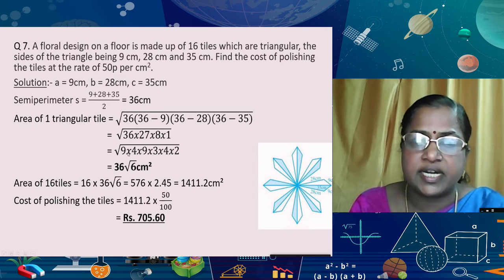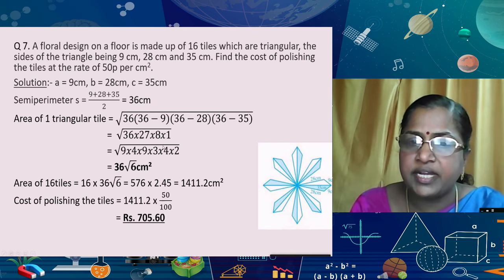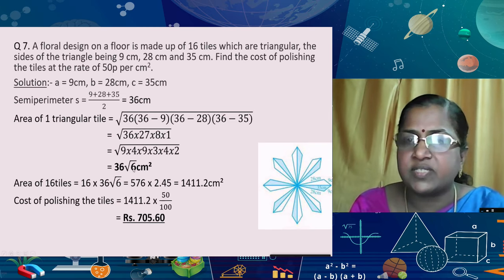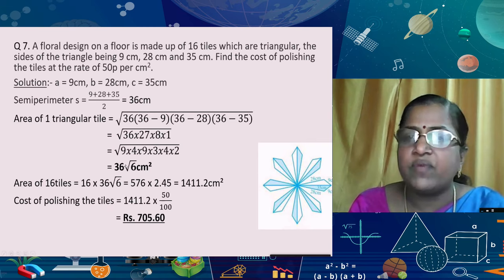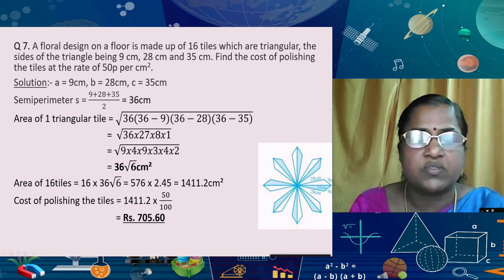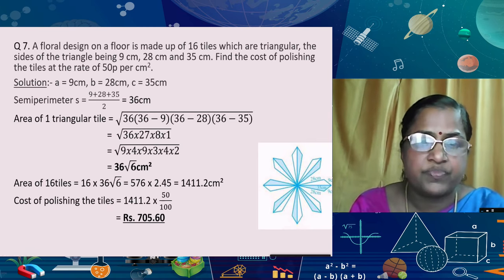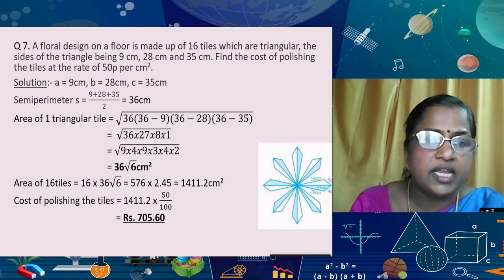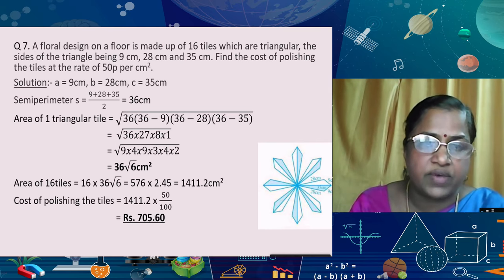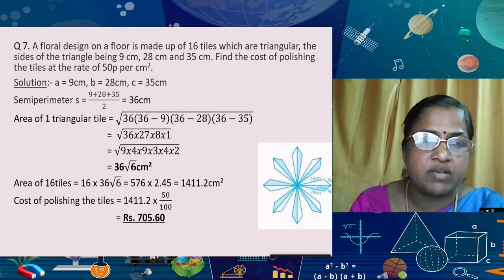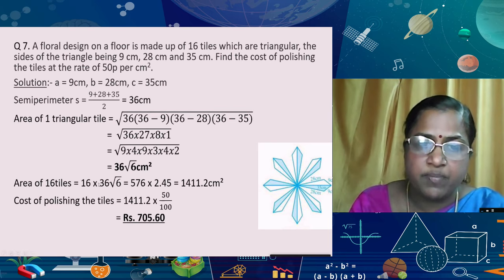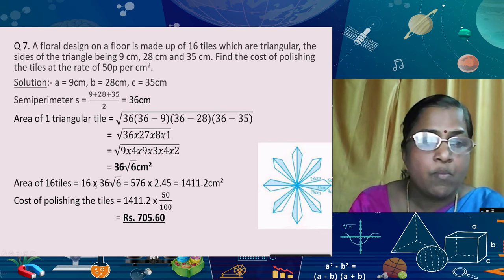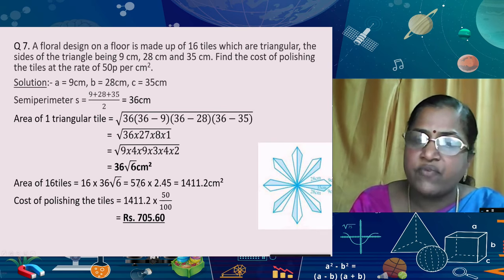So we can write this 36 as 9 into 4, 27 as 9 into 3, 8 as 4 into 2. When we are taking the square root, 9 is common, 4 is common, then root 6 is remaining. So the area of one triangular tile is 36 root 6 centimeters square. So here, the area of 16 tiles we have to find.